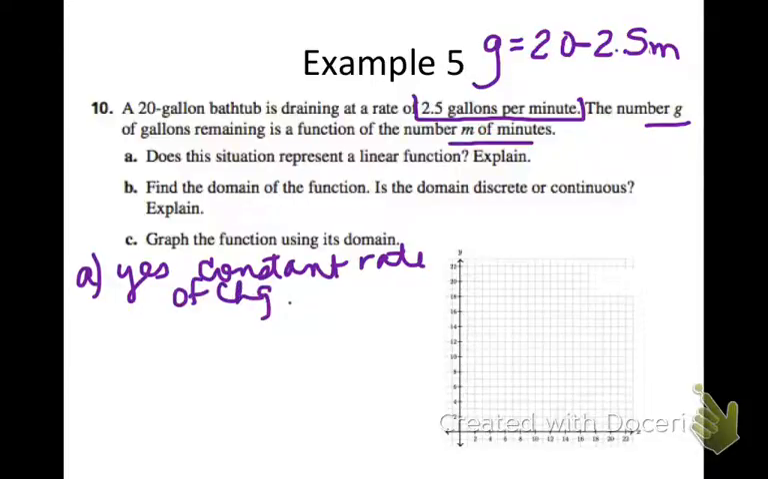Find the domain of the function. Is the domain discrete or continuous? In this case, think about this. The change is not discrete values because you can have things in between. So it's definitely going to be, we'll solve this equation.